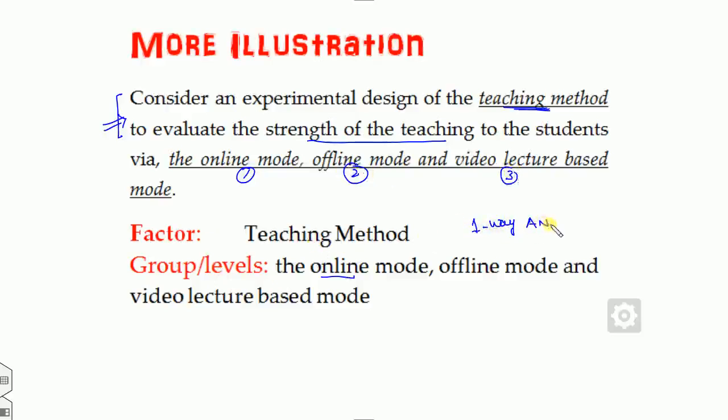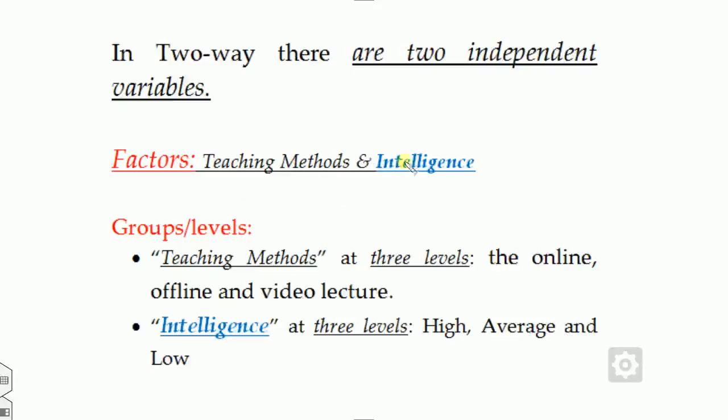If I want to convert this example into a two-way ANOVA, I have to add another factor, and that factor must be independent of the teaching method. If I use strategy, then strategy definitely depends upon the teaching method, so they are not independent. So I have to add a new factor, which is intelligence. In the two-way there are two independent variables: one is the previous one, and I have to add intelligence.